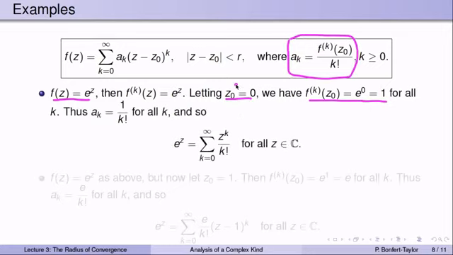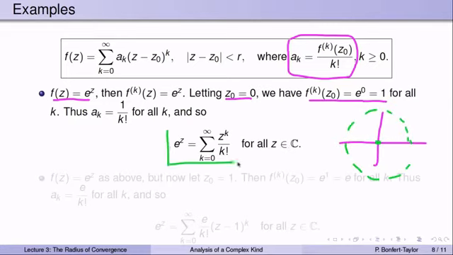So a_k is going to be 1 over k factorial, and therefore I find that e to the z is the sum of a_k, which is 1 over k factorial, times (z minus 0) to the k, so z to the k, for all z in the complex plane. That's because the exponential function is analytic in the entire plane, so the disk is centered at the origin with radius infinity. I can make this disk as large as I want to, and the function is analytic in there, so I might just as well choose the radius infinity. And therefore, this power series representation holds in the entire complex plane.